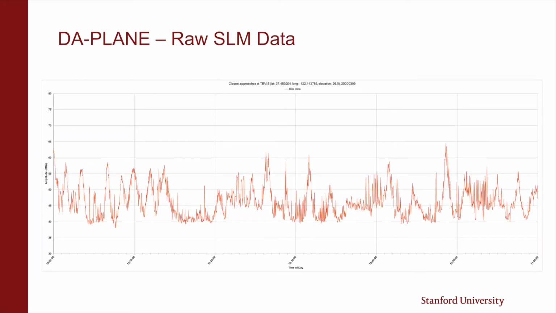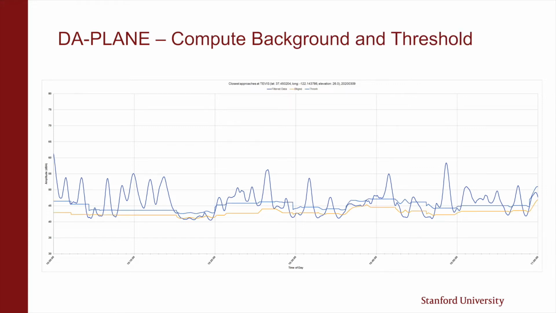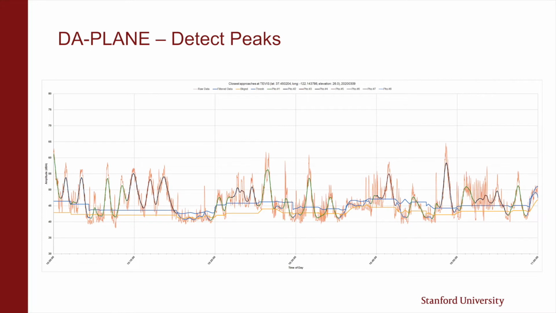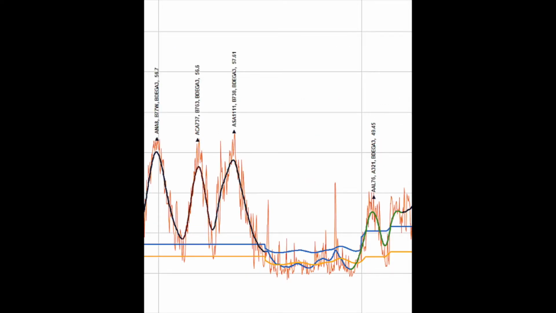To give a quick example of this methodology, here is the raw output of one of our sound level monitors. Where are the planes in this time series? First, we filter the raw time series to smooth it out. Next, we compute the background noise level, and from there, establish a threshold. Next, we detect peaks above the established threshold. Finally, we match these peaks to the time of closest approach of aircraft and extract the metrics from those peaks. So now we know where DEPLANEs are in our measured sound levels.